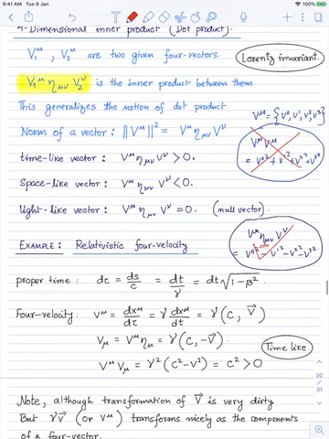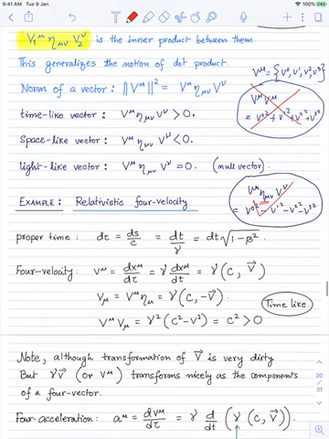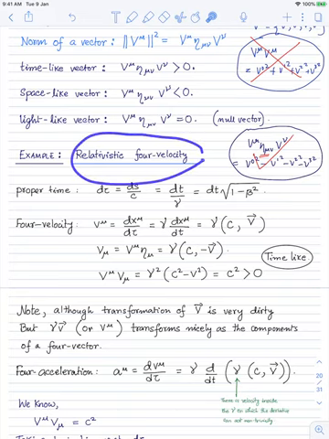So very nice. Now let us consider an example, because there was a lot of abstract discussion so far. So let's consider an exact example. Let's consider the relativistic 4 velocity of a particle. So how do I do that? How do I construct the 4 velocity of a particle?